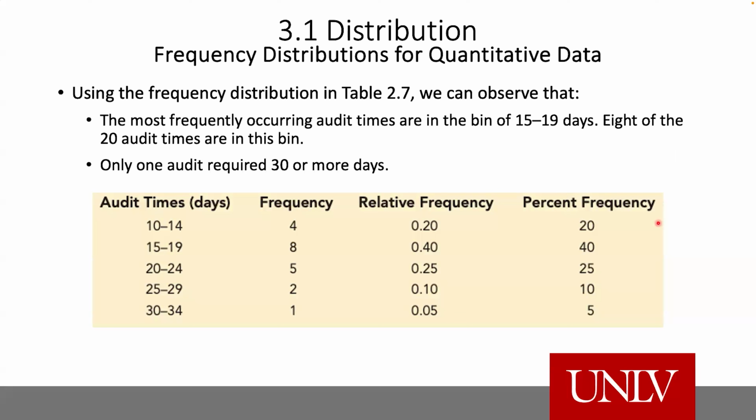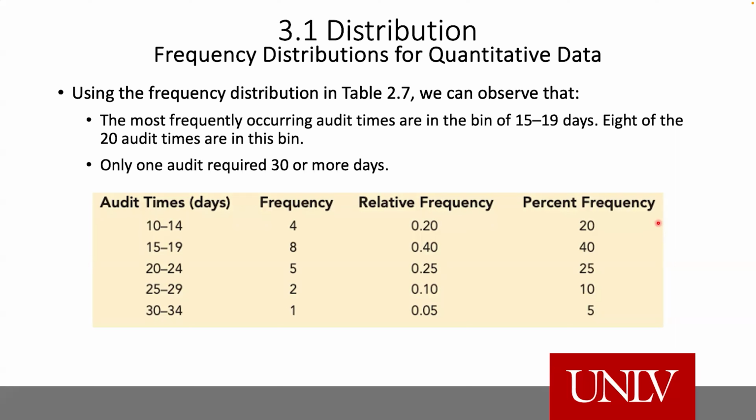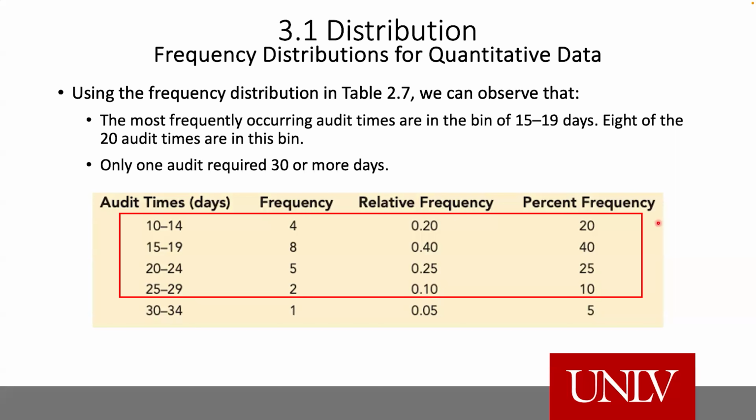And then we can use the frequency and total number of audits to calculate the relative frequency and percent frequency, which is similar to how we did it with the categorical dataset. So in summary, what we can tell from this table is that the most common audit time is 15 to 19 days, which occurs for 40% of all audits in this sample. And the data shows that the majority of the audits were completed within 29 days, with very few taking longer than that.